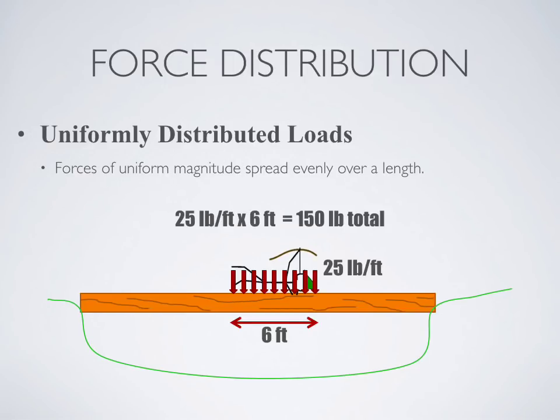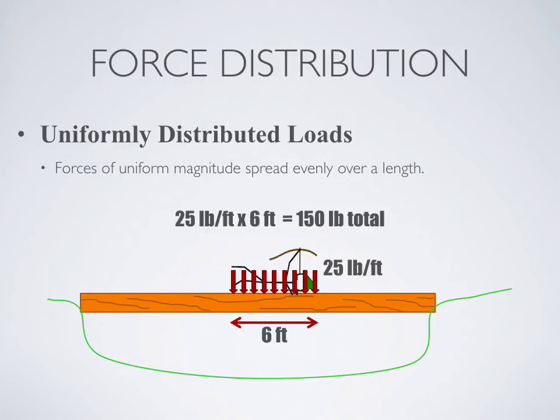So we had 150 pounds total. That's spread out over 6 feet. So we need to say 150 divided by 6 feet equals 25 pounds per foot. So in each foot of length over that 6 feet, Robin Hood has 25 pounds. If he's uniformly distributed, his head might be heavier than his foot.